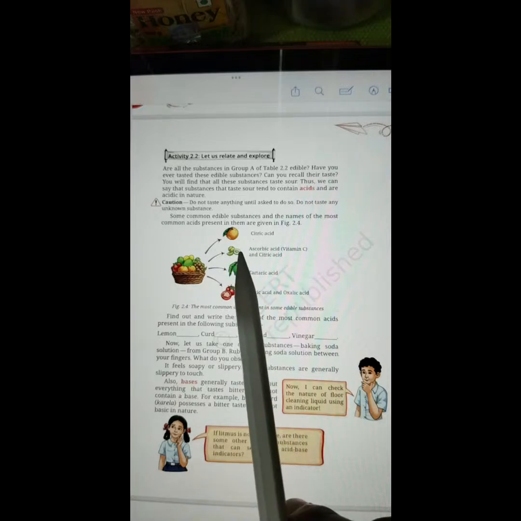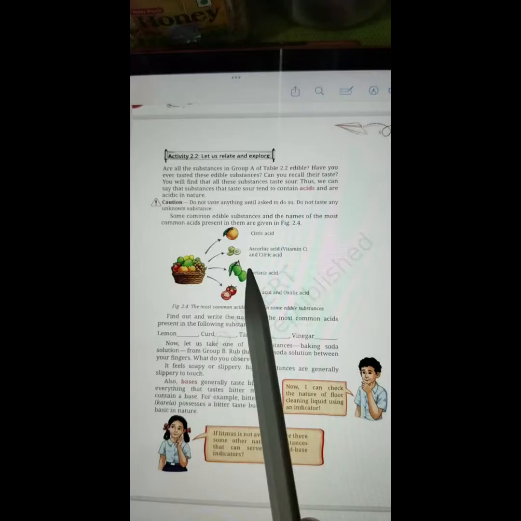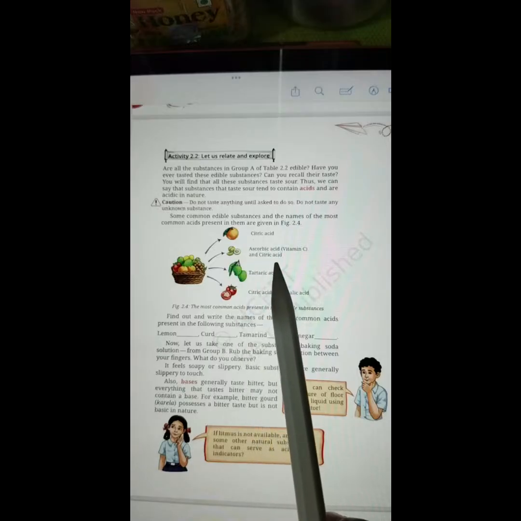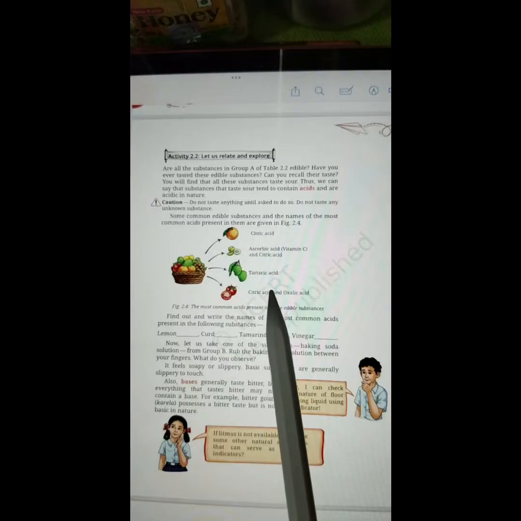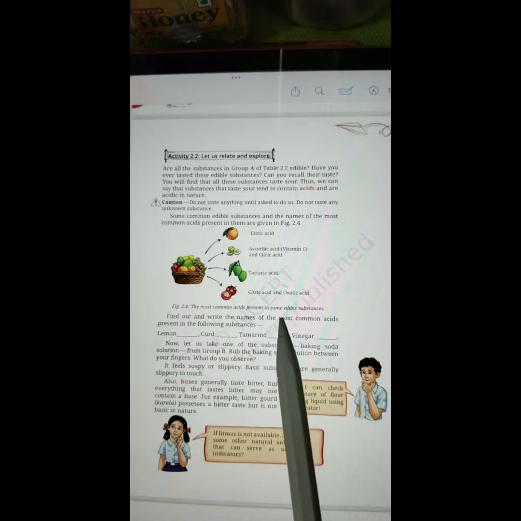So, in the orange, we have citric acid. In the lemon or amla, we have ascorbic acid, vitamin C, and citric acid. In raw mangoes, we have tartaric acid. In tomatoes, we have citric acid and oxalic acid.